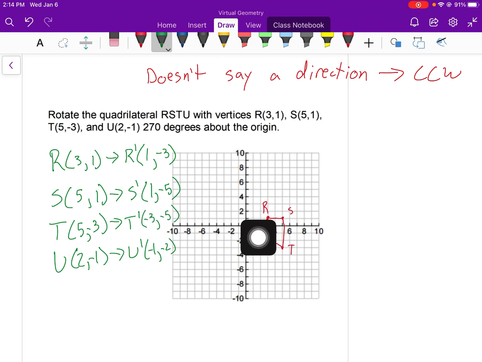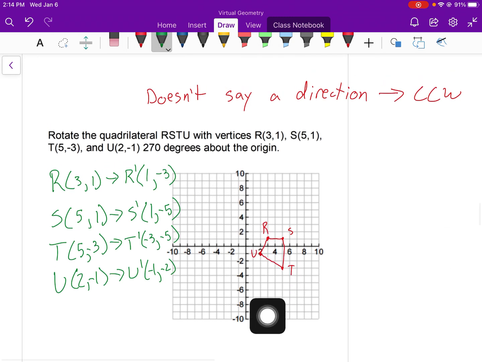So for the R, I had to go right 1, down 3, which is what we said over here. For S, we had to go right 1, down 5, which is what we said right there. For U, we had to go left 1, down 2. And for T, we had to go left 3, down 5. All right, so to graph that, I would come back, have my iPad facing my normal direction. I'm going to have 1, -3 for R, 1, -5 for S, -3, -5 for T.